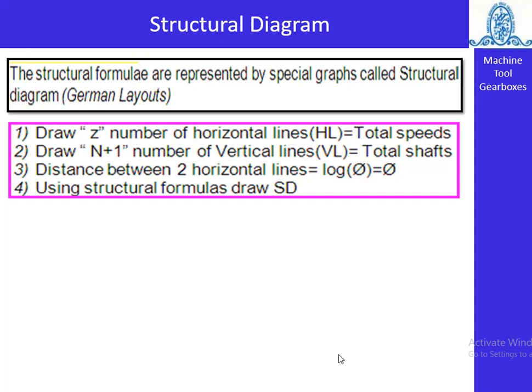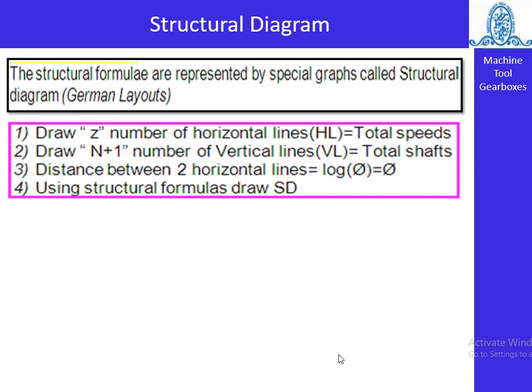Then the third step: the distance between the two horizontal lines is log phi, obviously, because we are following the geometric progression, that is, phi is constant, or the ratio of two successive spindle speeds is constant. So log phi is constant, so the distance between the two horizontal lines is constant. So using the structural formula, draw the structural diagram.